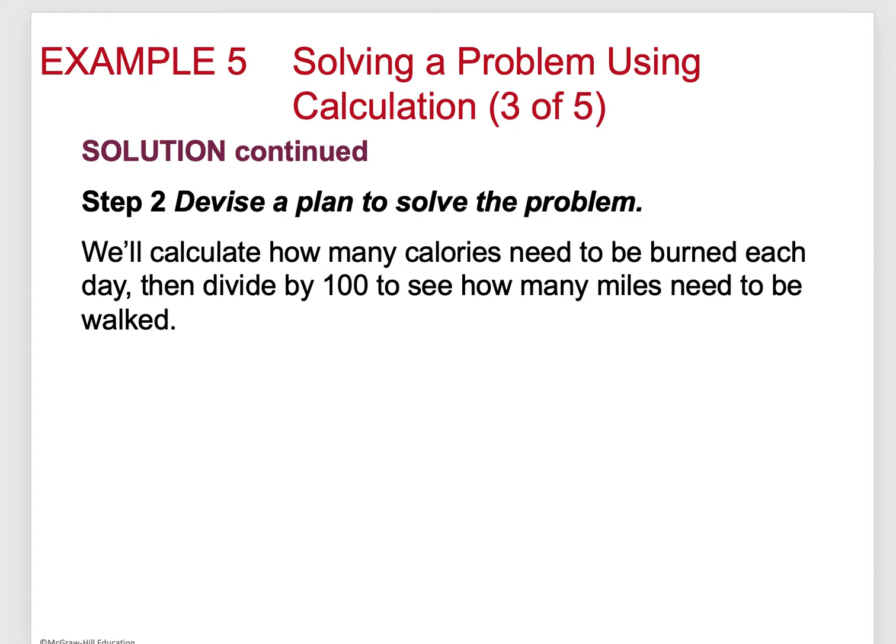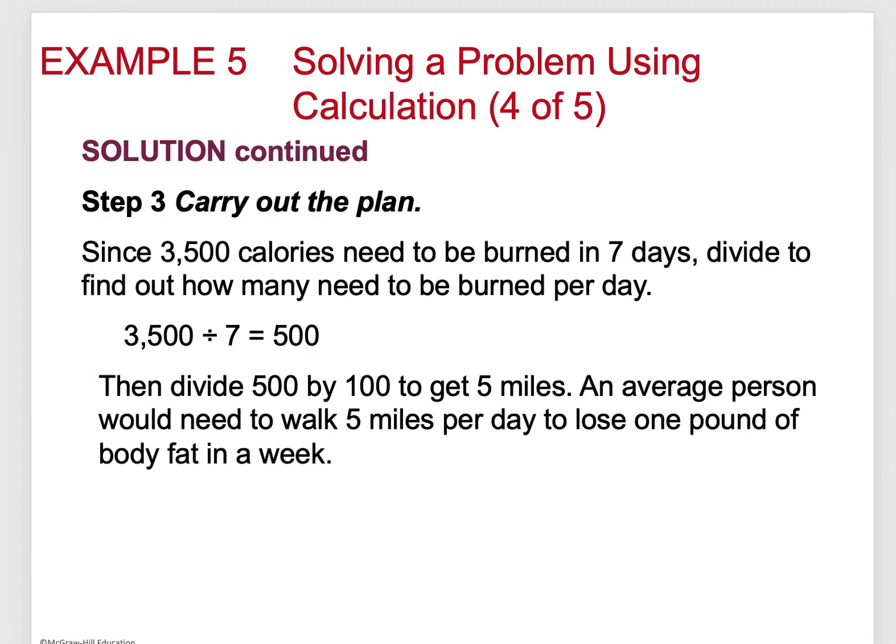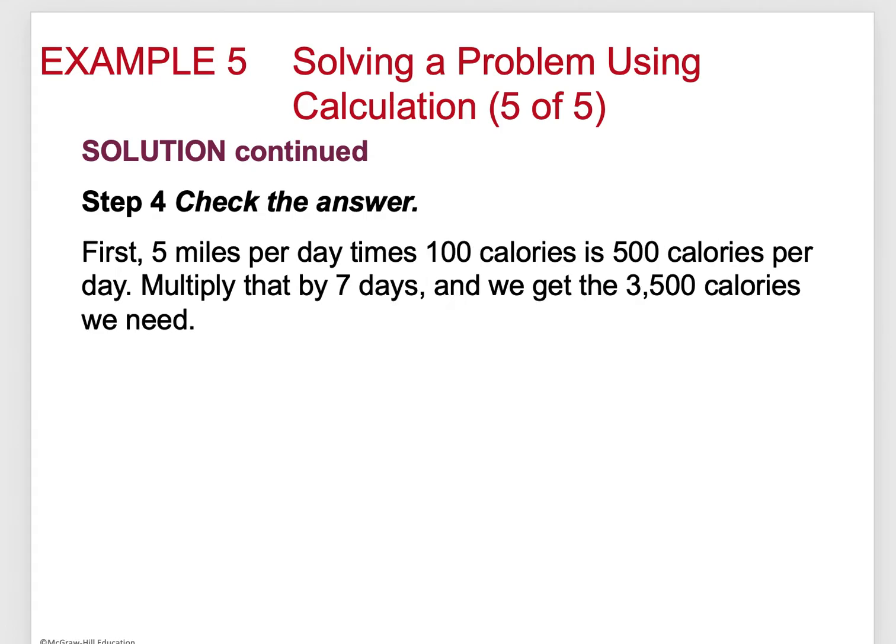So to solve this problem, I need to know how many calories need to be burned each day and then divide by 100 to see how many miles need to be walked. Since I need to burn 3,500 calories over 7 days, I would divide that by 7 to get the daily amount I need to burn, which in this case is 500 calories. So I'm going to take that 500 per day and divide by the 100 calories per mile, and I find that I have to walk 5 miles in order to lose 1 pound.